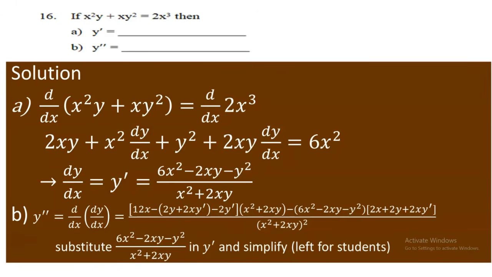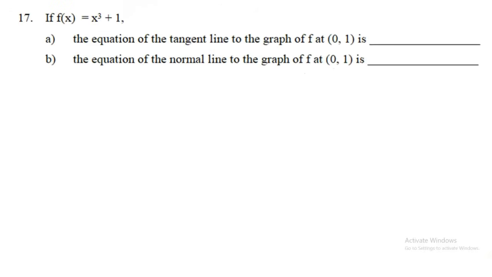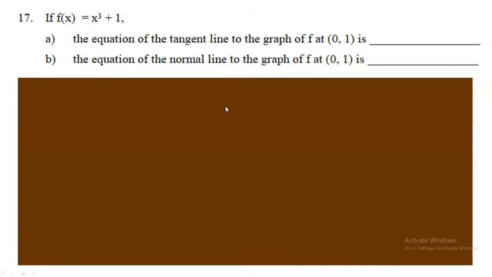That is the idea. Now, what comes next from this is question number 17. And in question number 17, you are given a function and you are supposed to obtain the equation of a tangent as well as a normal line here. So simple, at a certain point (0, 1). So I'm going to show you that. So the solution goes like this.